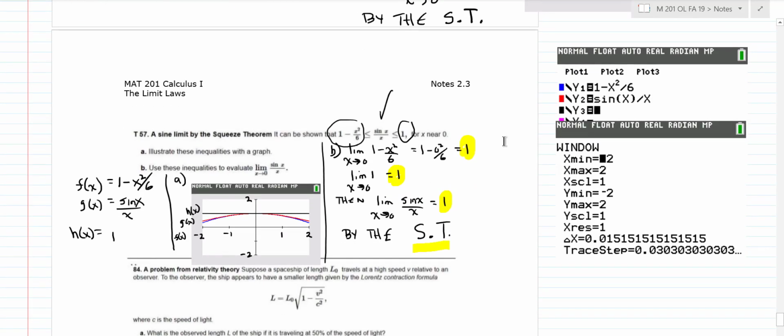Okay, so that's it. You won't do too much with the squeezing theorem, but actually it's going to turn out in this class that this limit right here is a real important limit when we start talking about derivatives of trigonometric functions. This is a limit that we'll come back to a little bit later in the class.